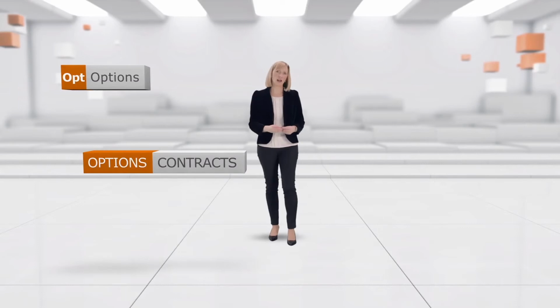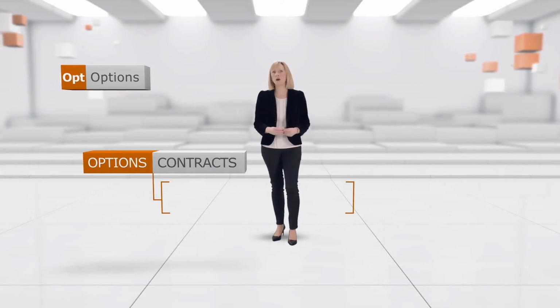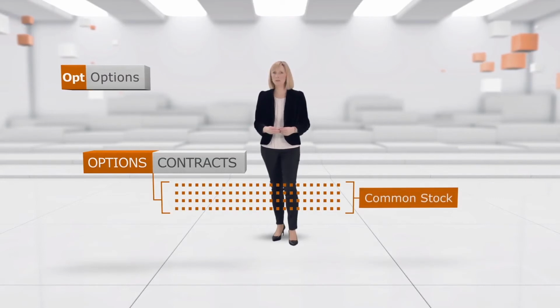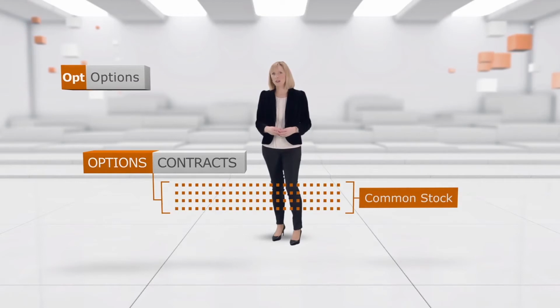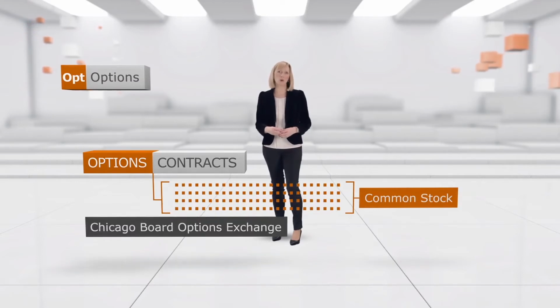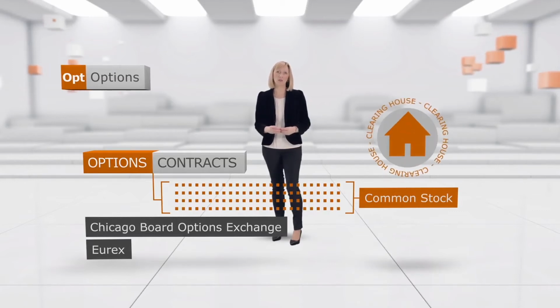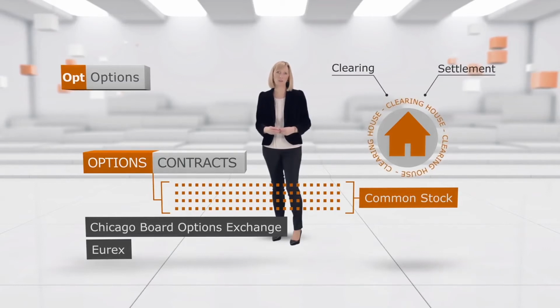Most option contracts are bought and sold in the open market, and they control 100 shares of the common stock. The instruments are listed and traded on exchanges, such as the Chicago Board Options Exchange, Eurex, and others. A special organisation called a clearinghouse issues and guarantees the clearing and settlement of options.